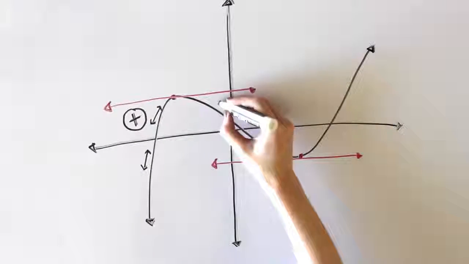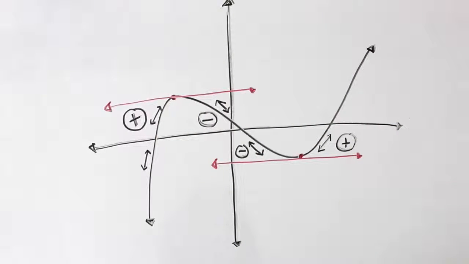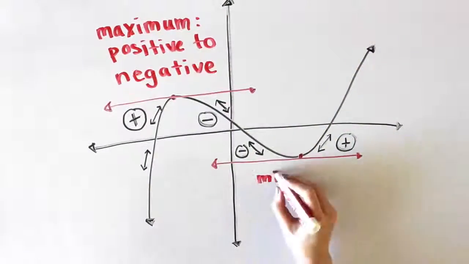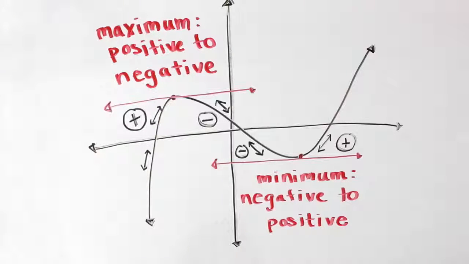Note that for the maximum point, the slope is positive to its left and negative to its right. For the minimum point, it's the opposite. The derivative changes from negative back to positive. Knowing how the derivative changes at a maximum or a minimum allows us to test for maxes and mins, even when we're not looking at a graph.